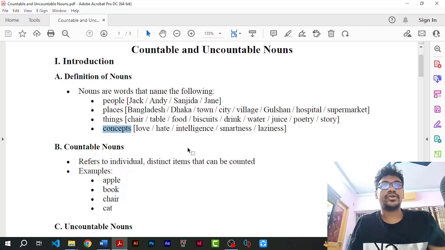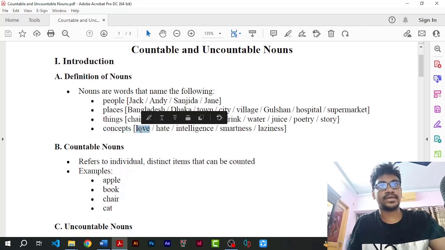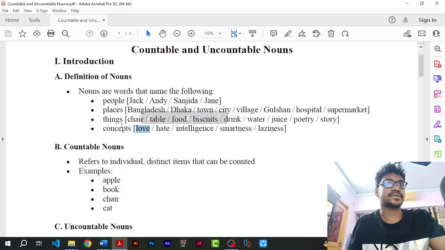Like we know that there is such a thing as love or hate or emotions, smartness, intelligence. We have these concepts in our language. And what are they? Are they verbs? Are they adjectives? No, these words are also nouns. So concepts are also nouns, as well as things or places and people.